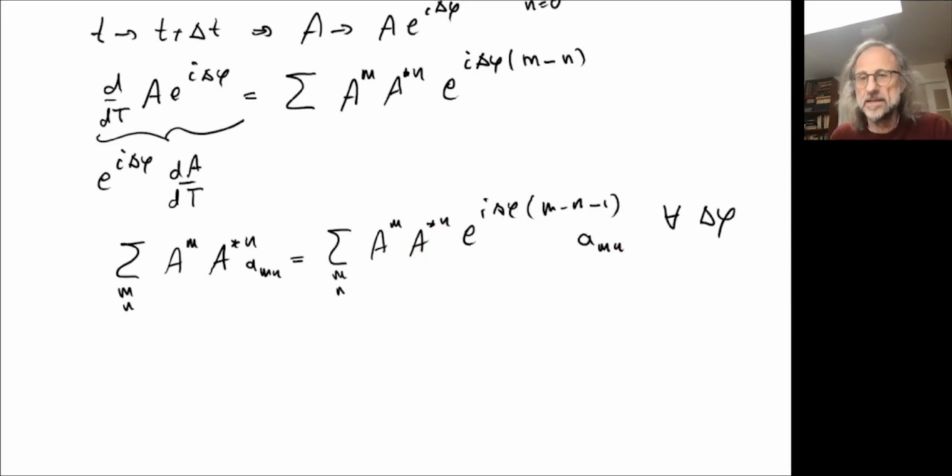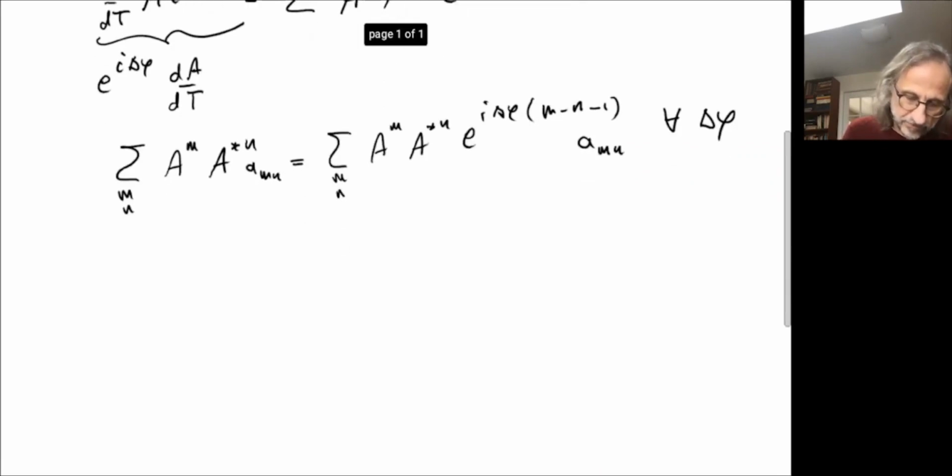So that's the selection rule, that only those terms can be allowed in the equation, only those a_mn can be non-zero for which this is equal to 0. Okay, so we have the selection rule.